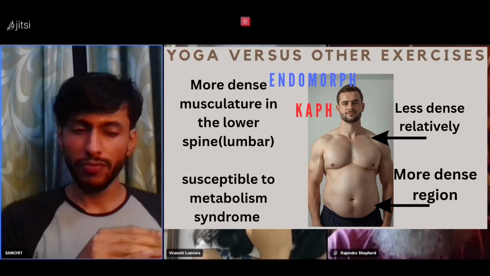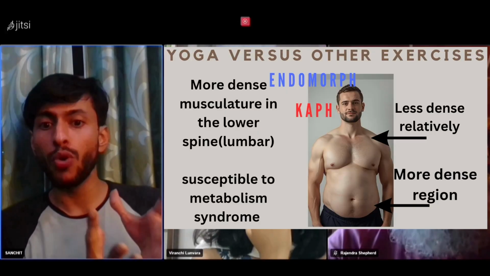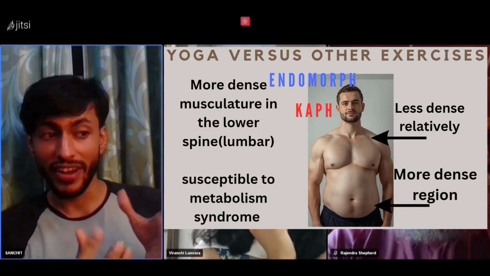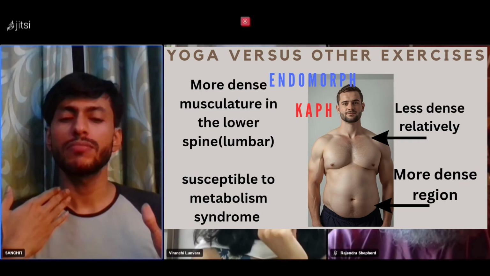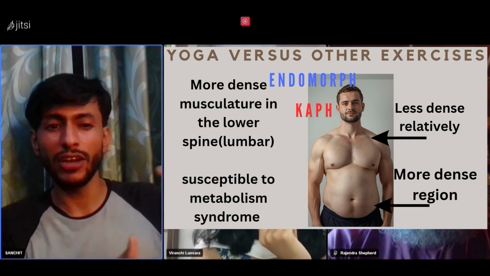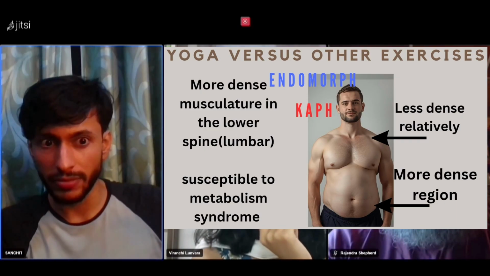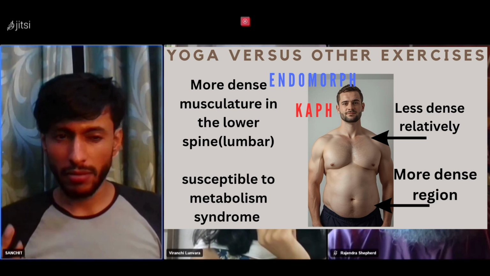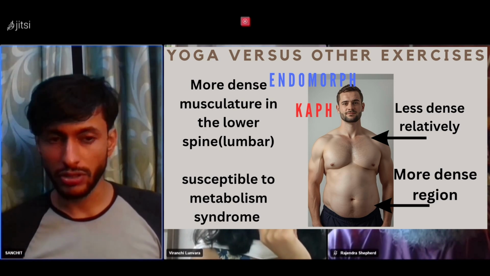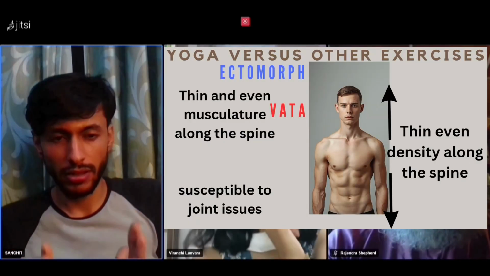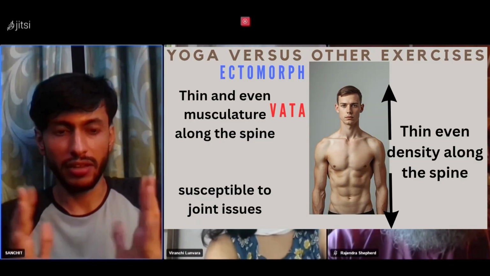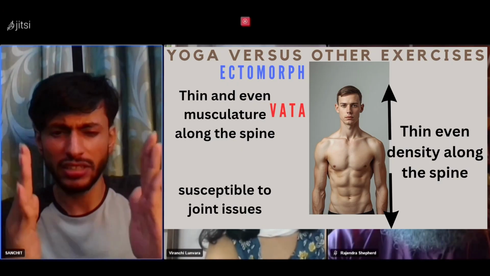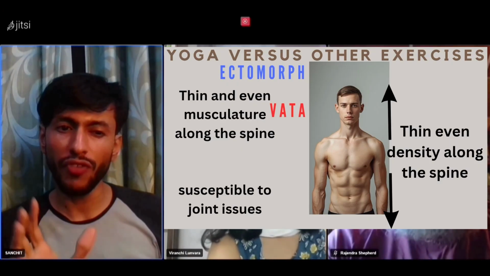If you look at an endomorph, the lumbar spine will have more dense muscles compared to the thoracic and cervical spine, which is why they look like they have a lower center of gravity. In India, most of the South Indians have that kind of structure. Then there is the ectomorphic, where the musculature is even along the spine. There isn't any more dense region in the spine. It's even. Such people will look very lean.